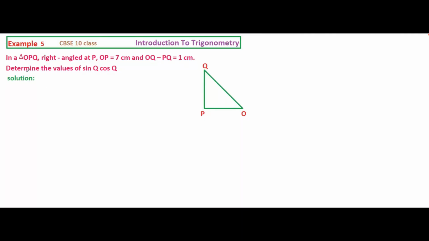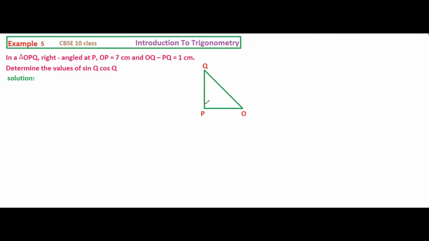Students, the next question is example 5 from the introduction to trigonometry chapter. In a triangle OPQ, right angle at P. So if this is triangle OPQ, the right angle is at P.